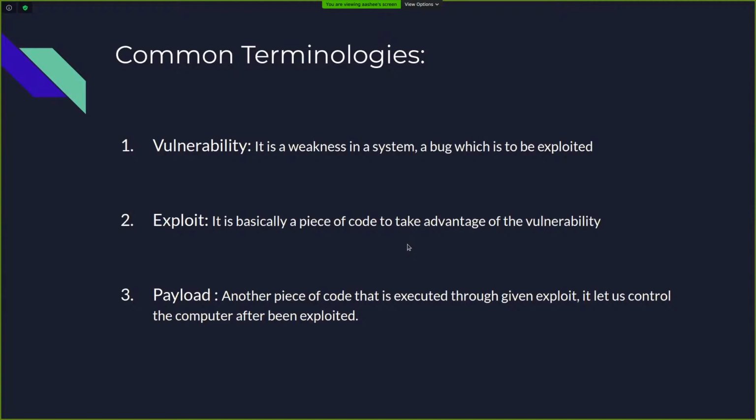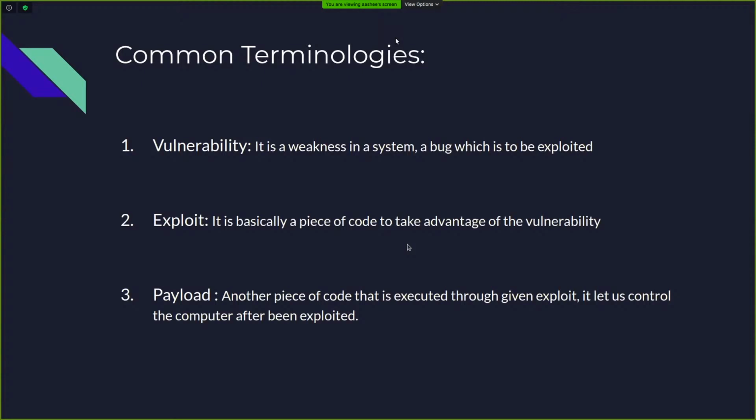So the first one is vulnerability. A vulnerability is a weakness in a system, a bug which can be exploited. We have to find the vulnerability inside the system before exploiting. And this is the time where you will scan all the modules available inside Metasploit that you can use according to your needs. So, in short, vulnerabilities are the opportunities to hack into the system.